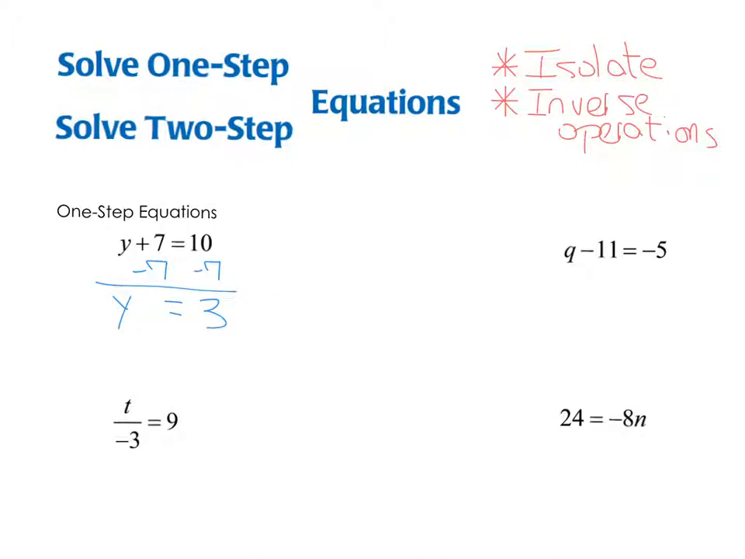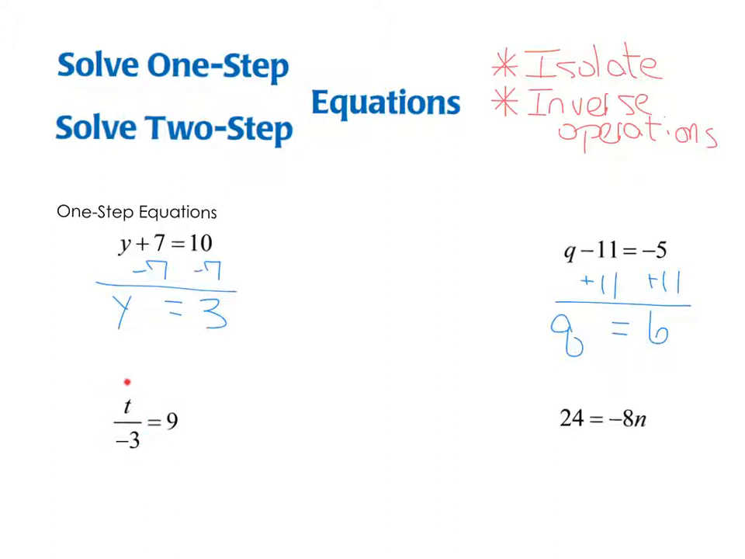The next one, q minus 11 equals negative 5. Q is my variable. I'm subtracting 11 from q. So the inverse operation, I'm going to add 11 to q, or add 11 to that side of the equation. And then since I added it on the left, I have to add it on the right. Q equals negative 5 plus 11 is 6. Remember, you can always check an equation. If I plug 6 back in for q, 6 minus 11 does in fact equal negative 5.